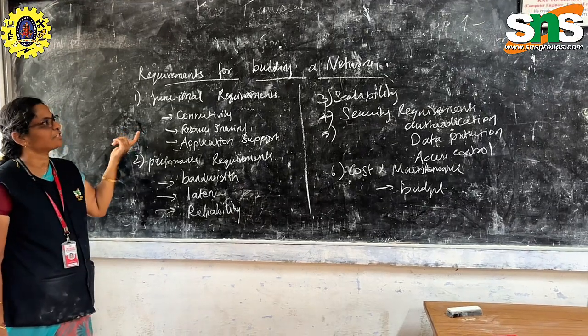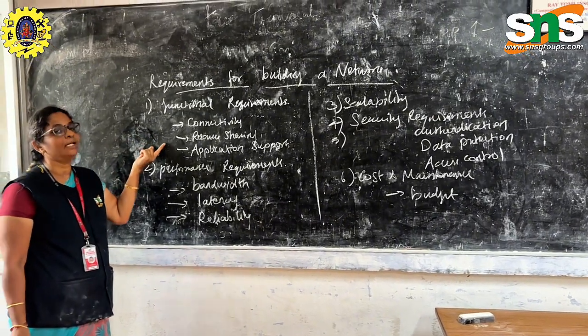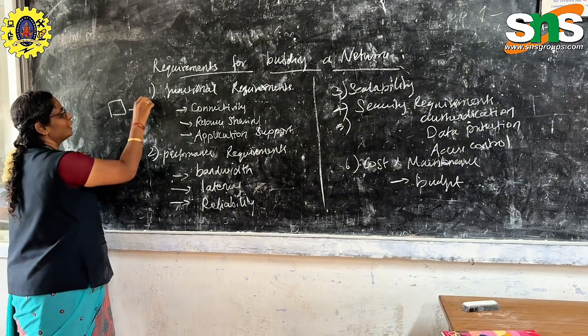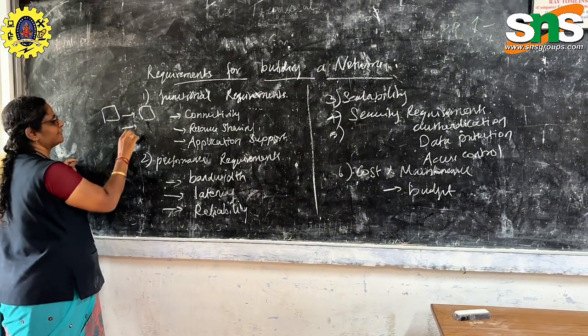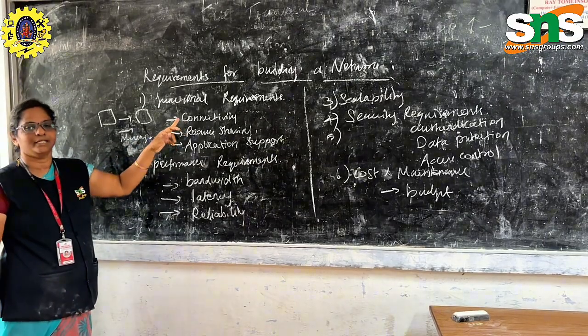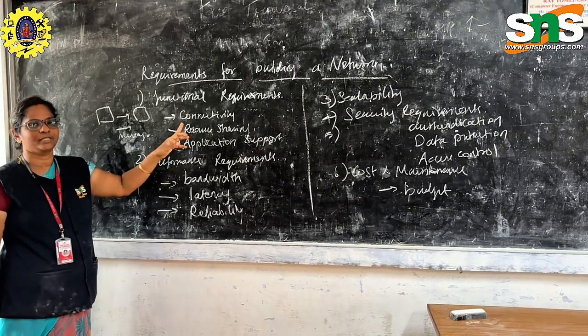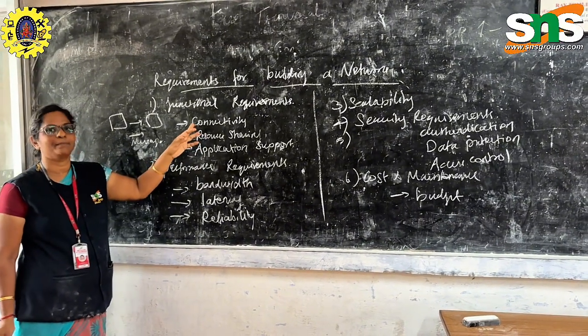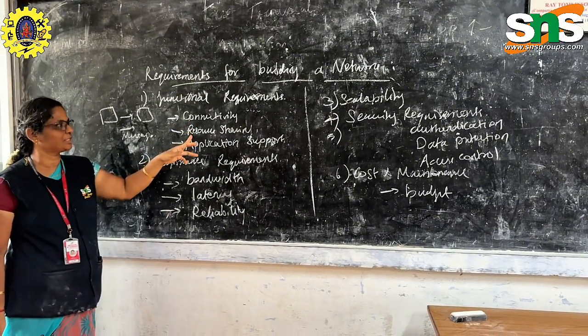So first one is functional requirements. Connectivity: first we have to connect the devices to transfer the messages as packets in a particular time. Connectivity means, in the physical layer, we connect the source and destination through a physical medium. First we have to establish the connection between the source and the destination.